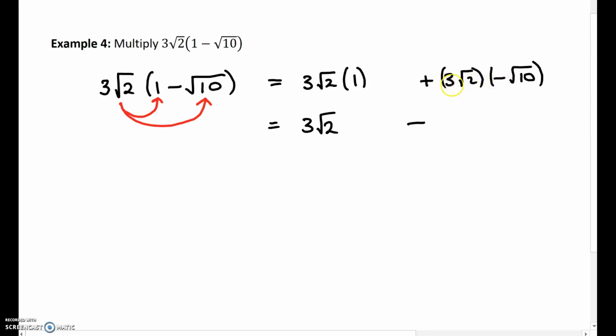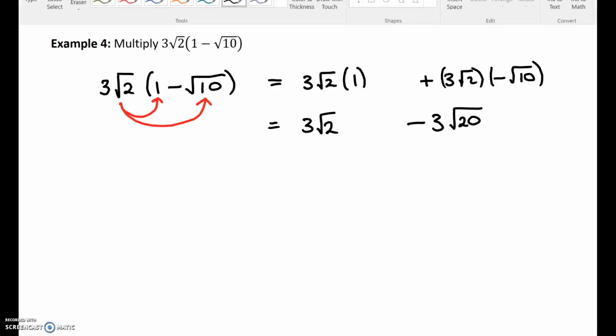3 is the only regular number. 3 here, and it's a 1 there, so 3 by 1 is just 3. And then the root 2 by root 10 is root 20. Okay, now the thing here is that 20 has a perfect square factor.